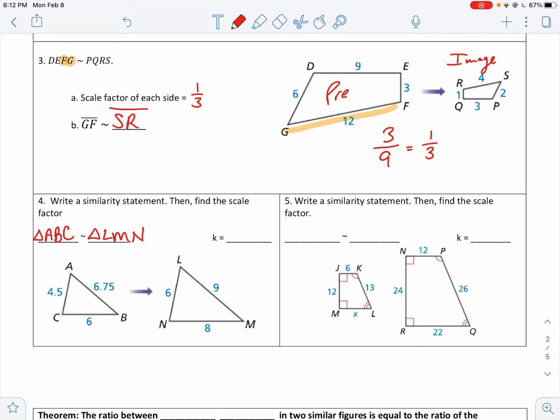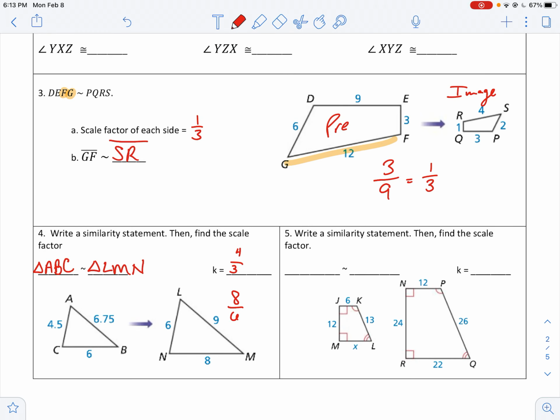So this would be our scale factor. I'm going to go with 8/6. So K is 8/6, or 4/3, or you could even do 1 1/3. So this scale factor is 4/3.